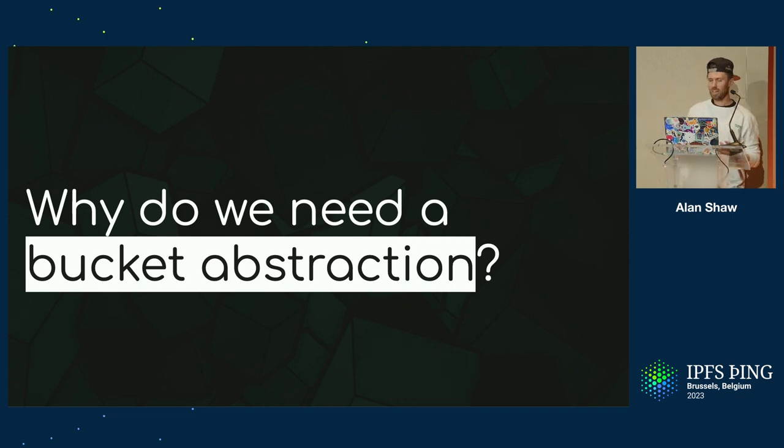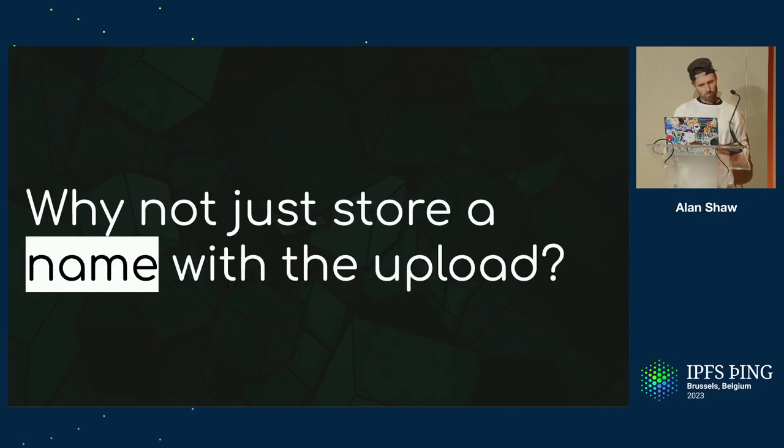And annoyingly, basically all data storage services allow you to give names to data that you upload, so why have we just got CIDs? We want parity with this. So in the context of creating a DAG and uploading it to something like web3.storage, why don't we just store a name with the upload? Well, actually, with web3.storage right now, you can do that. You can give something a name, but that name is actually just stored in our Postgres database next to the CID of the thing that you uploaded.